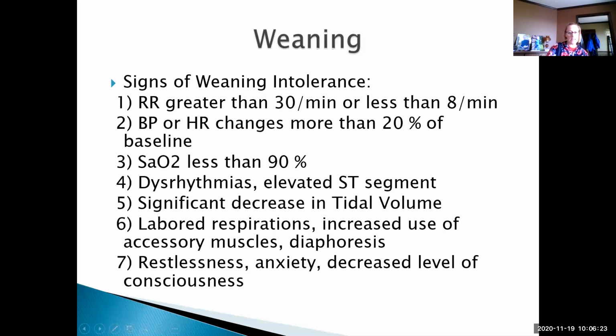Signs of weaning intolerance, which I've already mentioned. So increased respiratory rate, greater than 30. But also on the other end, it is sometimes patients that go on weaning trials just have no effort whatsoever and could become apneic. So of course that would obviously indicate they're not tolerating it. But those blood pressure or heart rate changes of more than 20 from baseline, their O2 sats less than 90%, they start to develop dysrhythmias, elevated ST segment. Obviously that's not a good indicator, that the heart isn't getting enough oxygen.